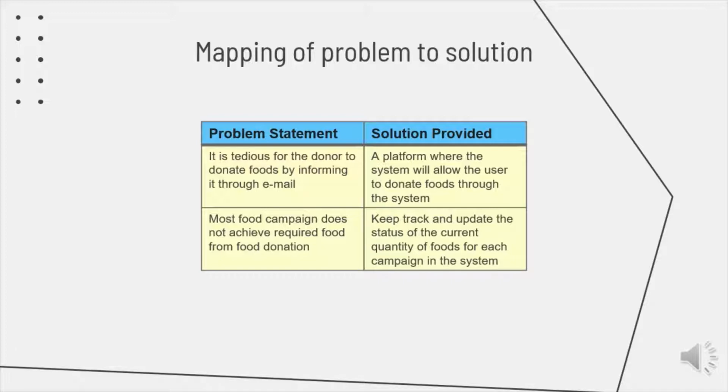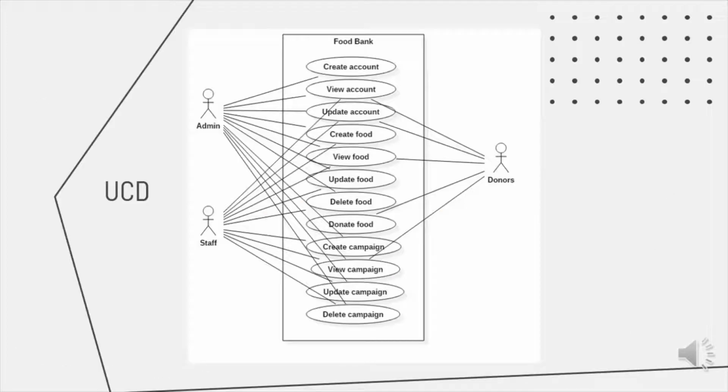The first problem statement is that it is tedious for the donor to donate food by informing through email. The solution provided is a platform where the system will allow the user to donate food through the system. Next, most food campaigns do not achieve the required food from donations as the donations could not be tracked. The suggested solution is to keep track and update the status of the current quantity of food for each campaign in the system. This is the use case for the proposed web-based food bank system.